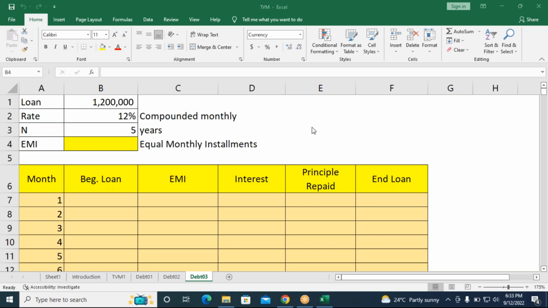Okay. So let's start with step 3. Here we are going to solve one more loan amortization, where we can see the loan amount is 1,20,000, the rate of interest is 12%, and the tenure is 5 years. I need to calculate the EMI, which is compounded monthly. Could you please guide me with how to calculate the EMI?